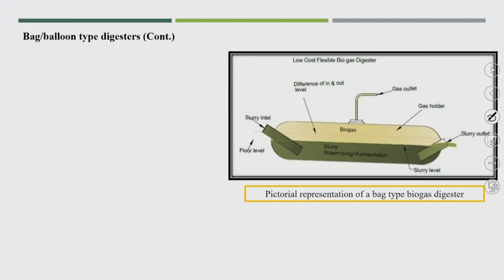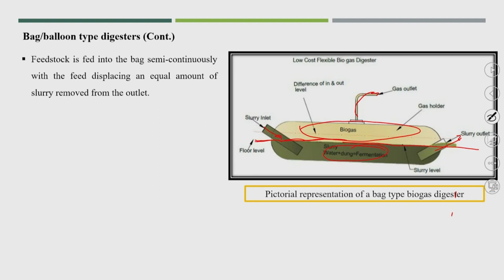So, you can see here, this is the floor level. This is the slurry inlet and this is the slurry outlet. Now, this is the degradation process. This much area is available, meaning half of the balloon, for the storage of biogas, which we can easily collect from the gas outlet.